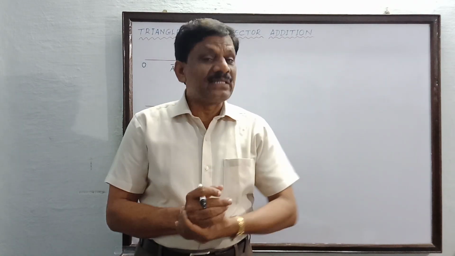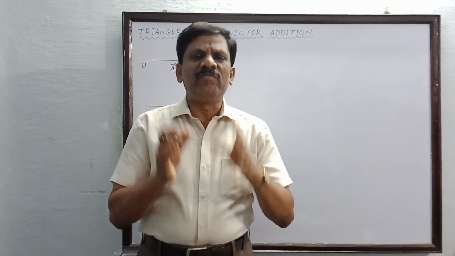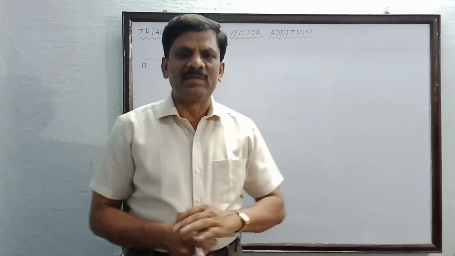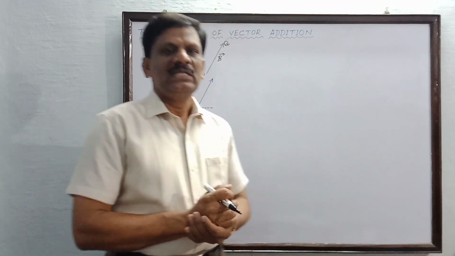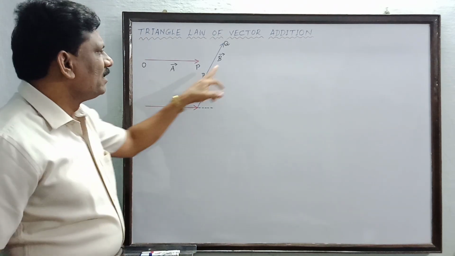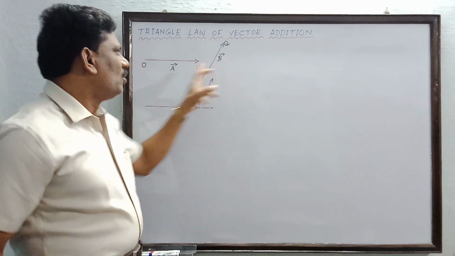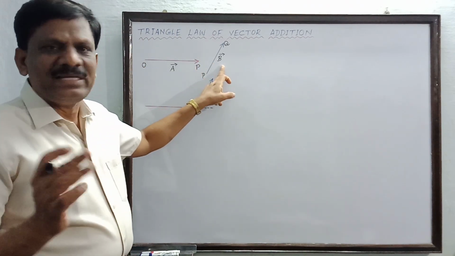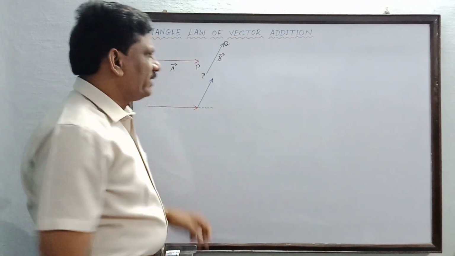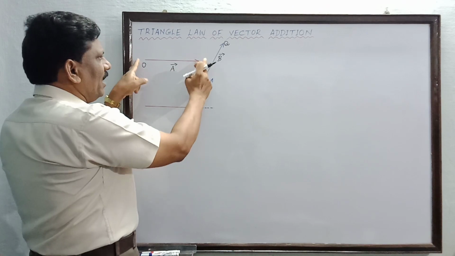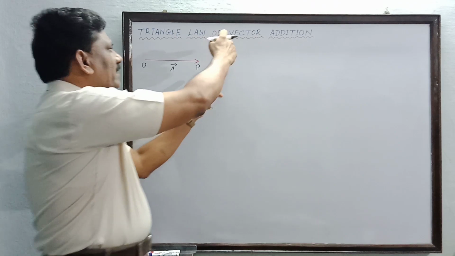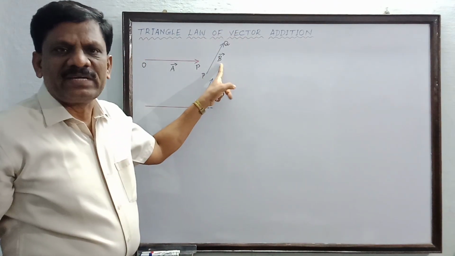In the same way, vectors cannot be added. So we are following the geometric method. This is the graphical method or geometric method of adding two vectors. Now, for example, I have taken two given vectors, vector A and vector B. Both are represented in magnitude by OP and PQ respectively. So the length OP is equal to the magnitude of vector A, and the length PQ is equal to the magnitude of vector B.